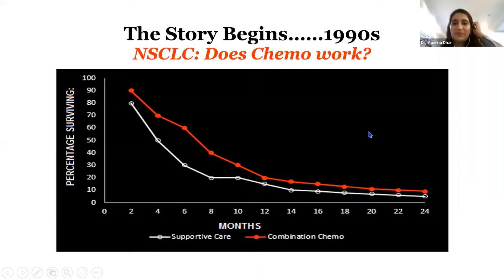So back in the 1990s, we were actually still discussing if chemotherapy had any role whatsoever in the treatment of lung cancer. This was a seminal study that was published in the British Medical Journal, and what they did is they pooled all the published studies. So essentially you start off with, let's say, 100 patients, and you monitor them over a period of 24 months.